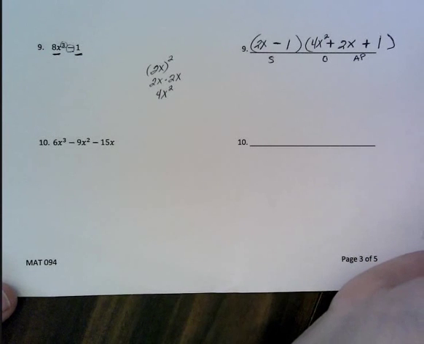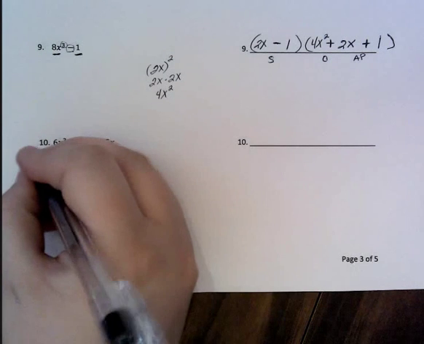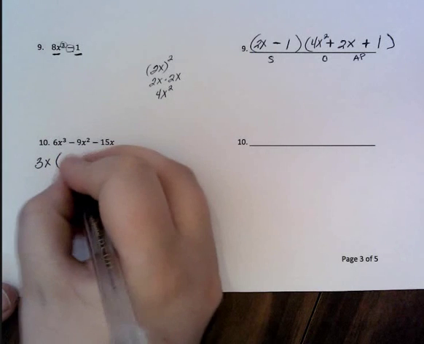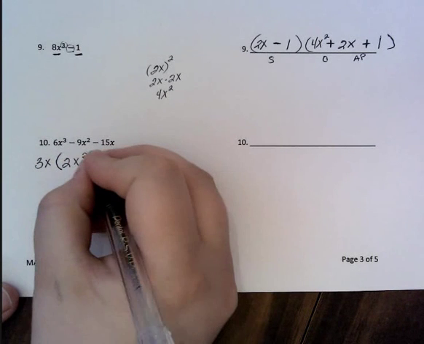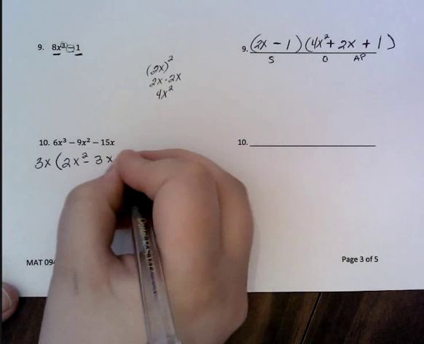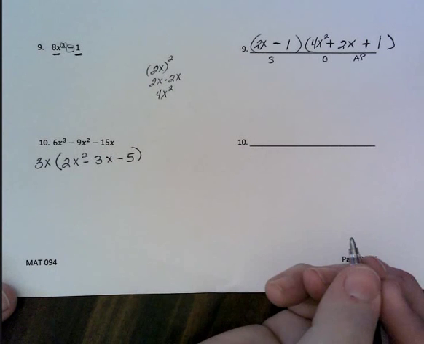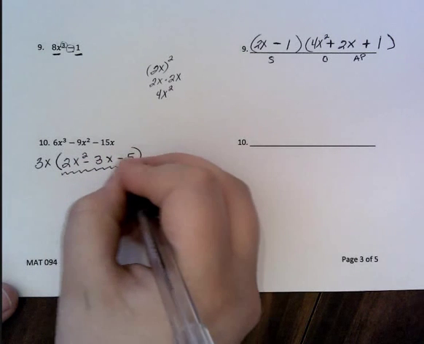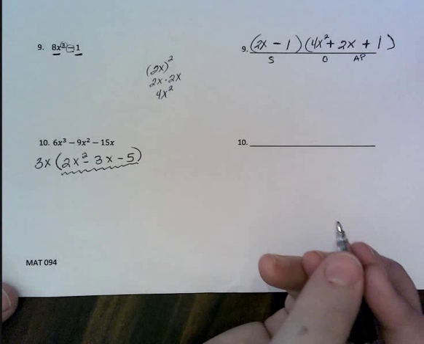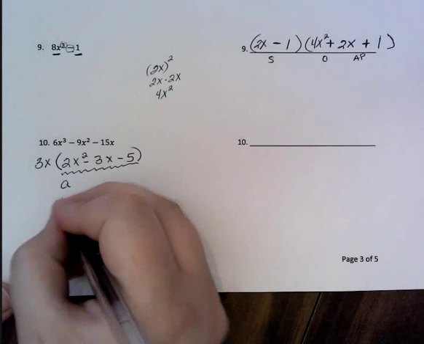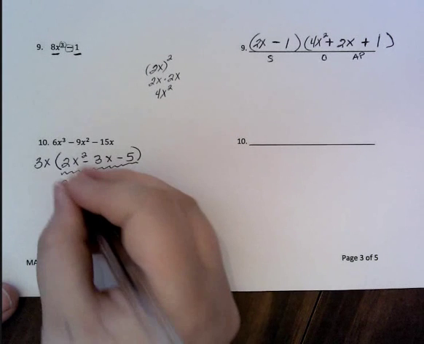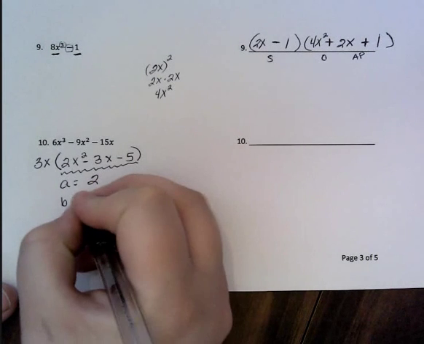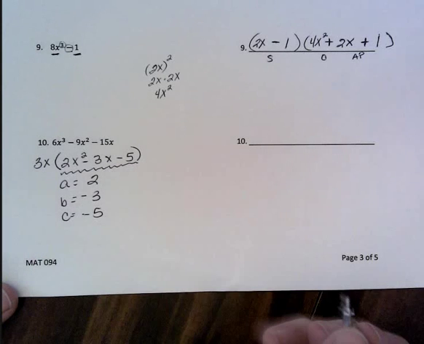So our greatest common factor here would be a 3x. So I can pull out that 3x and I'm left with 2x squared minus 3x minus 5. So then you look inside of your set of parentheses and see what else can I factor. So I have an A, B, and C. I know to use the AC method because there are 3 terms inside. My A is 2, B is -3, C is -5.